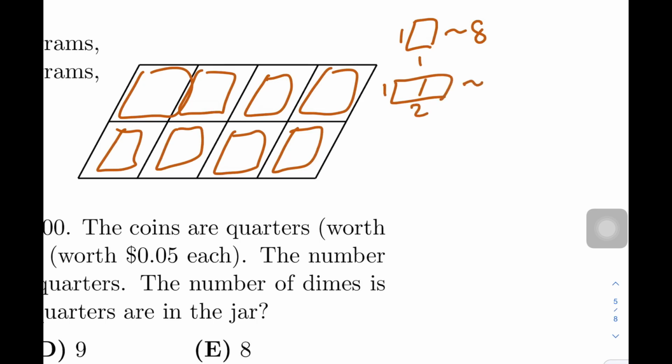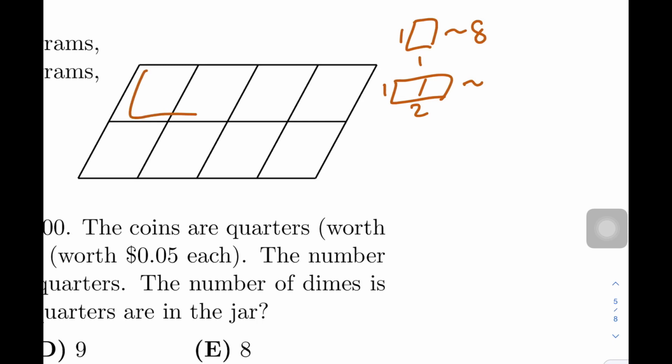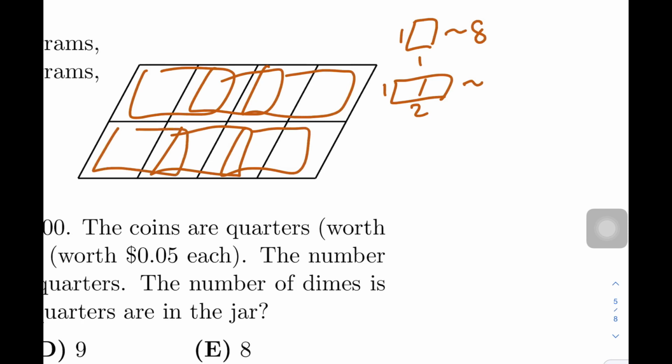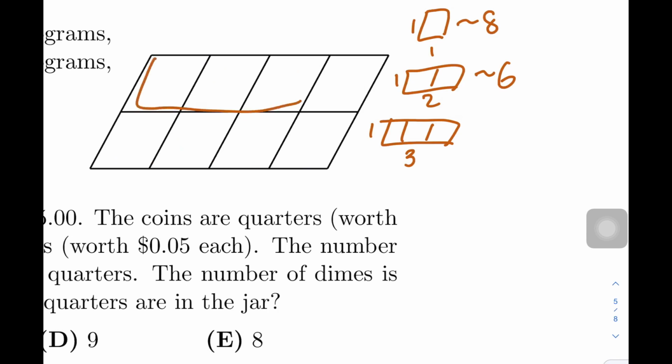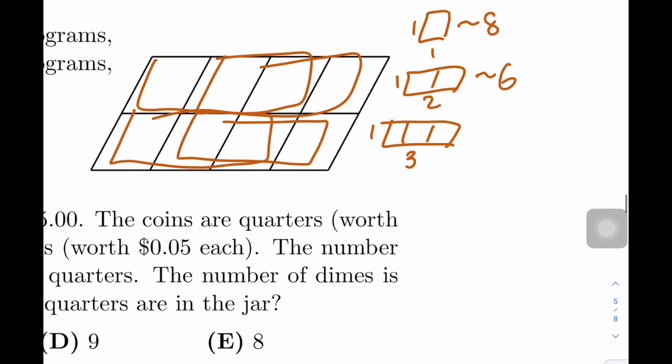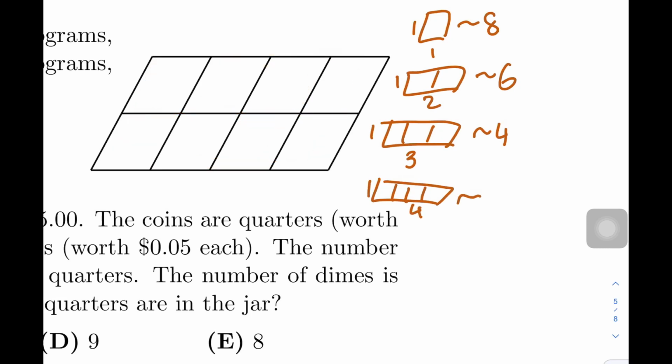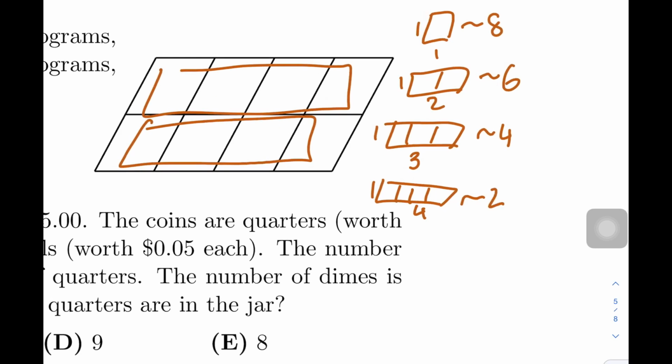Then we have the 1 by 2. We're going to count them. We have 1, 2, 3, 4, 5, 6. So you have 6 of these. Next is the 3 by 1. And if we count these, we have 1, 2, 3, 4. So we have 4 of these. And lastly, it's the 4 by 1. And we have 2 of these.